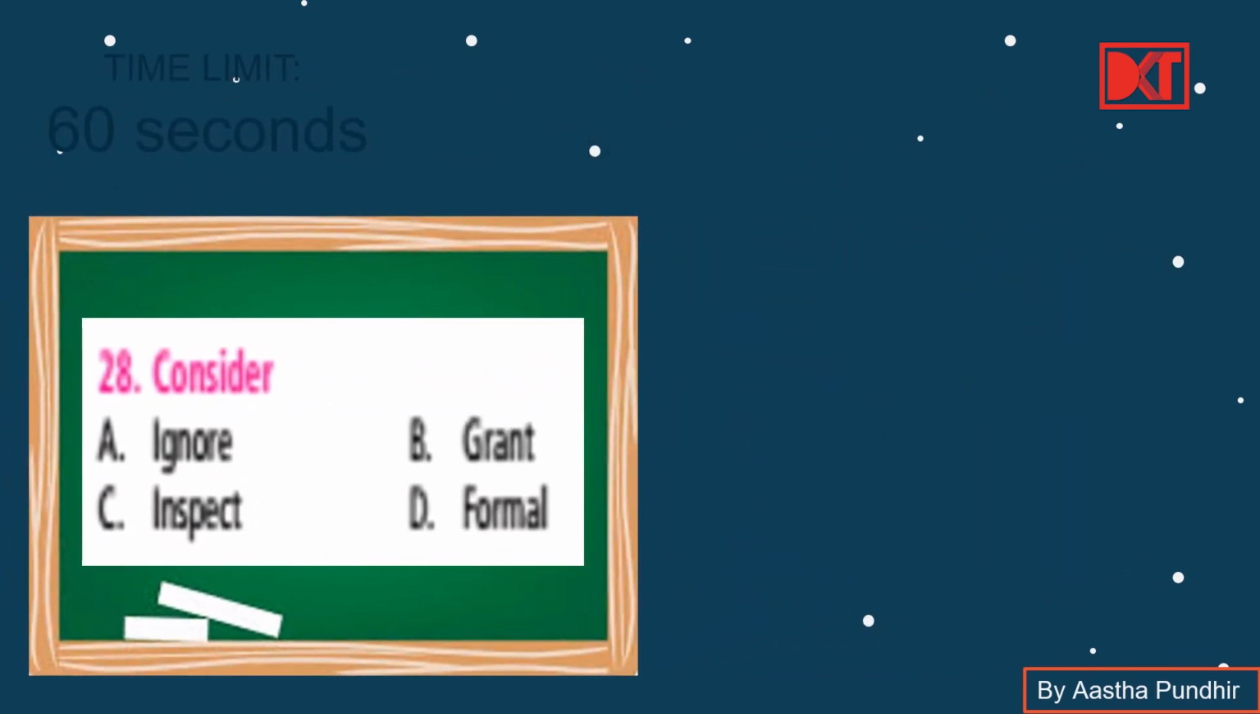Alright, the next word we have is consider. Here the options are ignore, grant, inspect and formal. Consider something, take note of something, is opposite to ignoring it, which means not paying attention to it. Inspect, grant, these could be synonymous to consider.